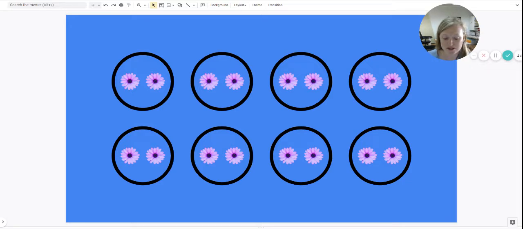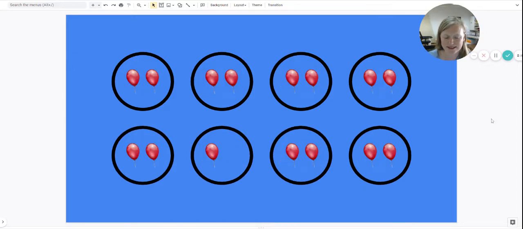Well, I've looked at all the groups and I can see that each group has exactly 2 flowers. They're all the same as each other. So they are equal, they are the same. All right, let's take another look at another set of groups.